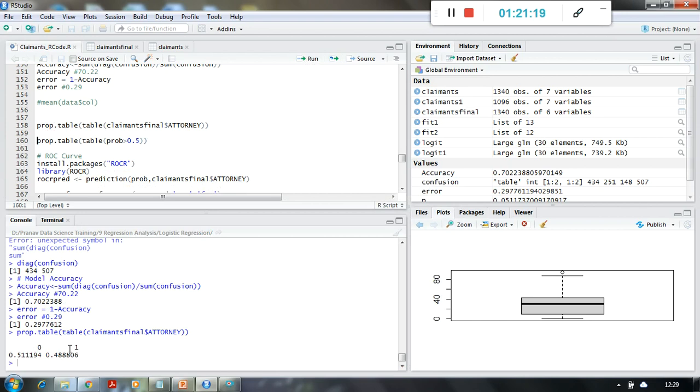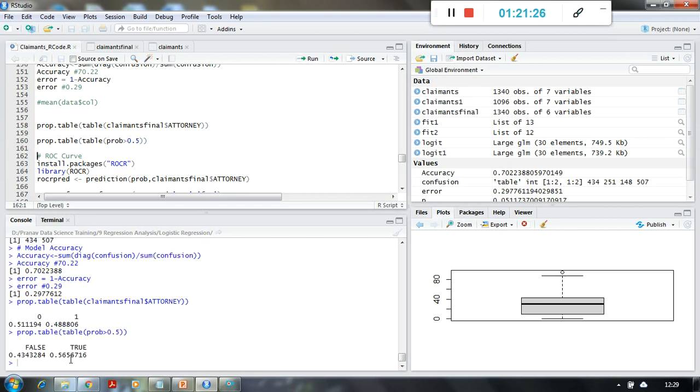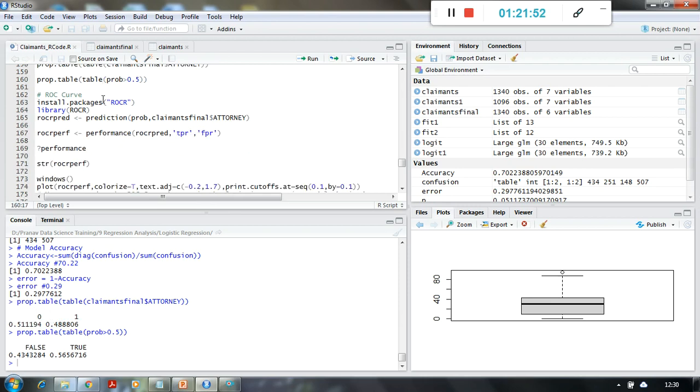51% is 0 and 48% is 1, right? So what is the proportion of greater than 0.5? So 43% and 56%, right? Which means this class 1 values are having more percentage than my majority class in the original data. Okay, and that is why this model is also working good.